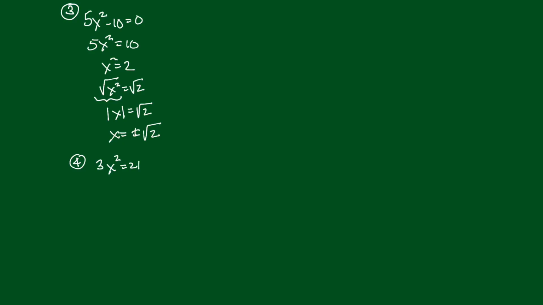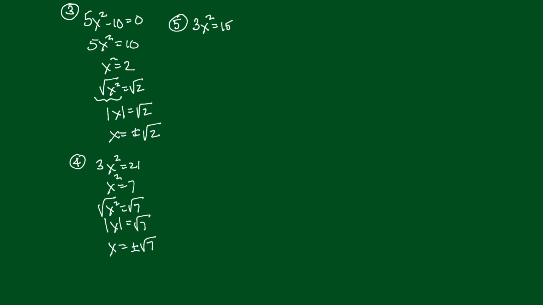Number 4, I think this is going to work pretty much the same way as number 3. The terms are already separated. Let's divide by 3. We'll get x squared equals 7. I'll take the square root of each side. That gives me absolute value. Square root of x squared is the absolute value of x. Square root of 7 I can't simplify. But now when I remove the absolute values, x could be square root of 7 or negative square root of 7.